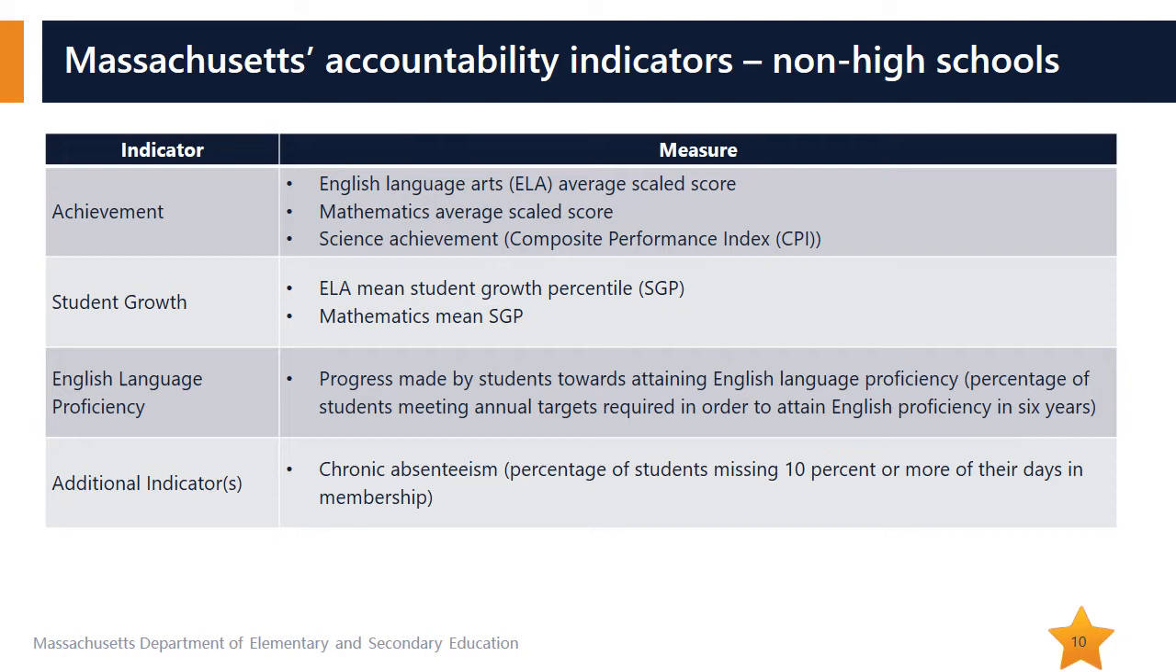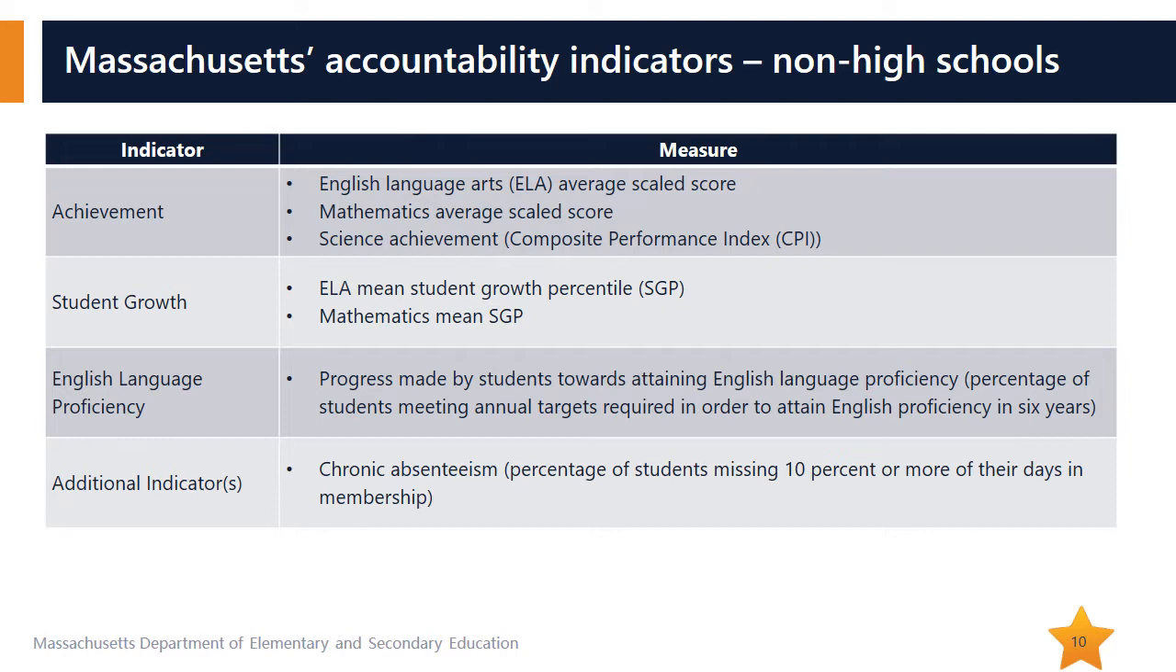The final two indicators are new to the accountability system. First, schools that have at least 20 English learners will have a measure of progress made by English learners towards achieving English proficiency. This will be measured by calculating the percentage of students who meet annual targets that get them to English proficiency in 6 years. We will discuss this in more detail later in the presentation.